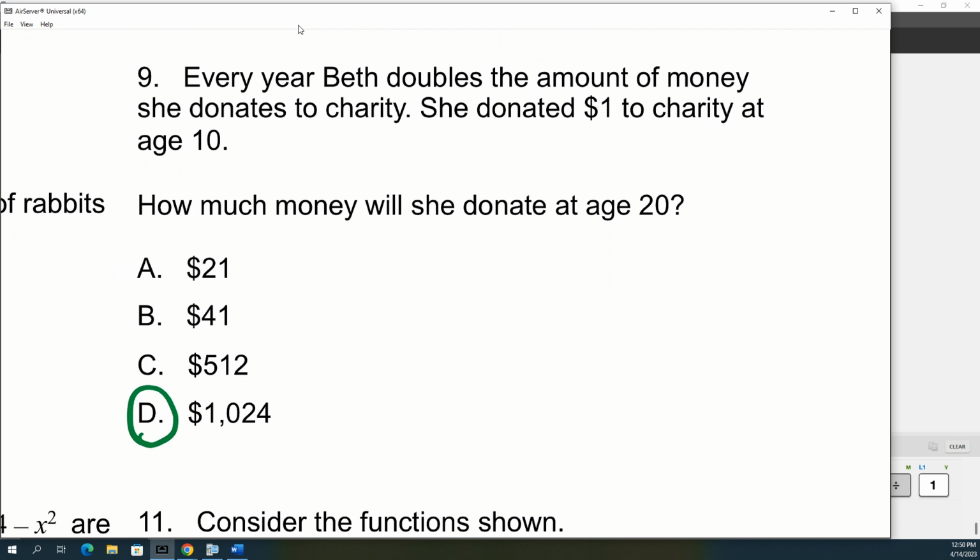So that's what pretty much everyone in my last class did. I just did 1 times 2 times 2 times 2 until I got to 20 years. There is a doubling formula. You take the initial amount, we'll call it P, and it's 2 raised to the T. So in this case, it's $1 times 2 raised to the 10 because it's been 10 years. But I really feel like you have a better chance of remembering just to figure it out by multiplying by 2. All right.